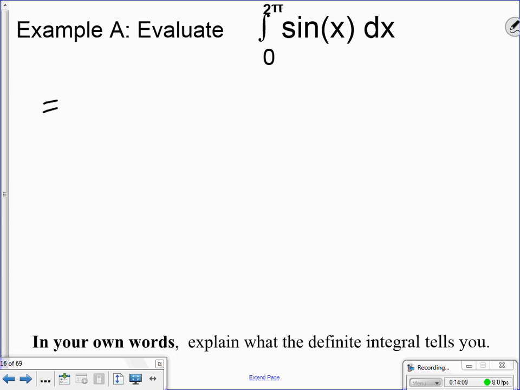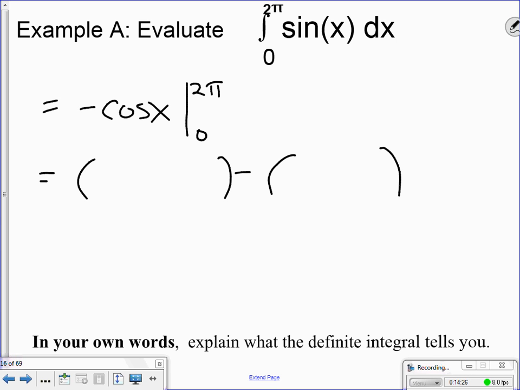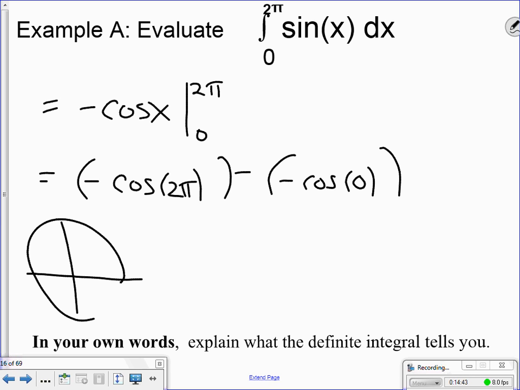Who's going to tell me the antiderivative of sine x? Be so careful. Negative cosine x. Lovely. We're evaluating from 0 to 2 pi. Okay, what are you going to pop in there first? The 2 pi. So we need the negative cosine of 2 pi minus negative the cosine of 0. Let's go visit the unit circle. They're both coterminal over there.